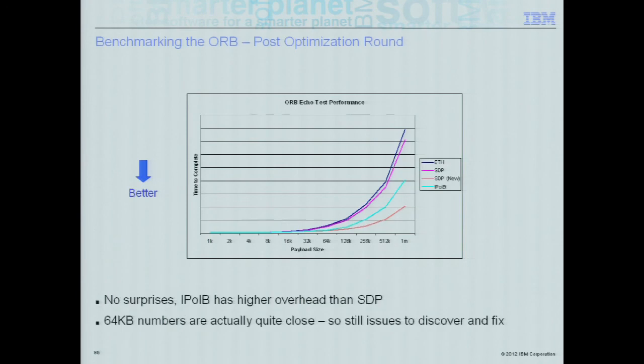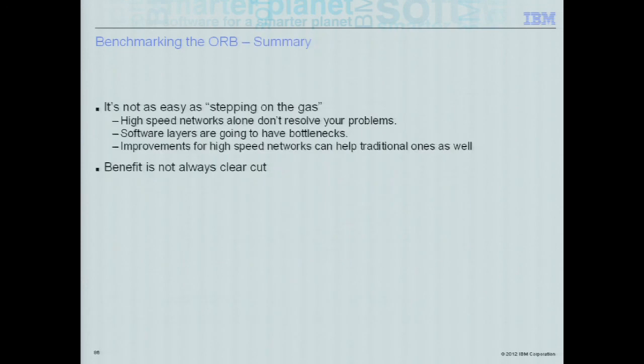We ran IPoIB as well, just for grins, just to see where it was, just to make sure everything was the way we expected it. I apologize for the light blue line. It's about where you would expect it to be. So from that experiment, it's quite simple, right?